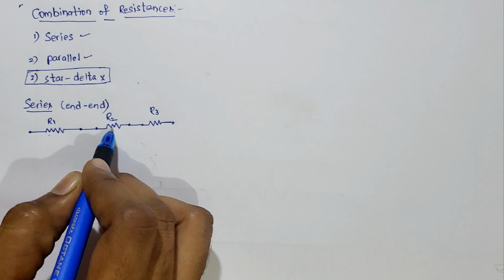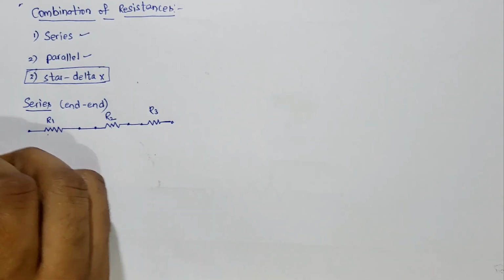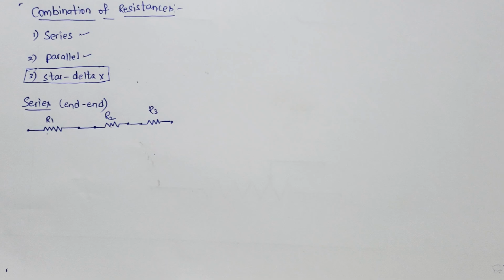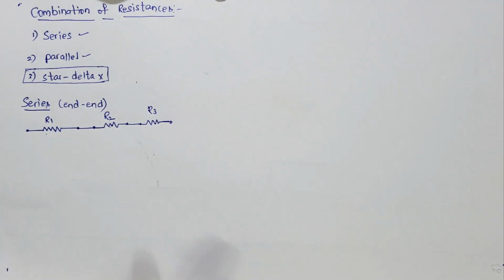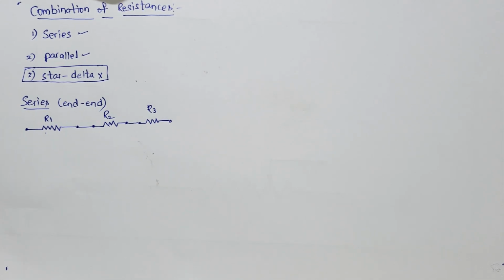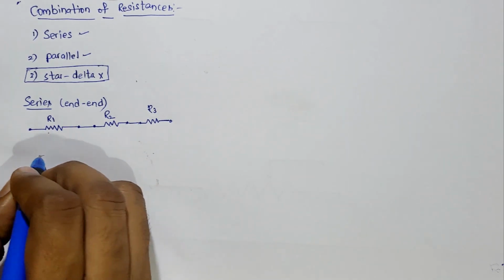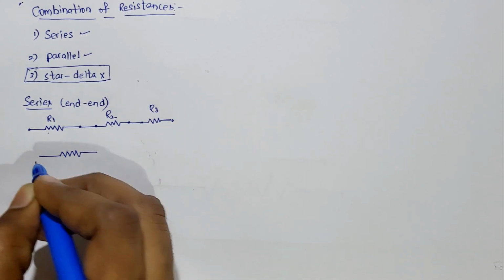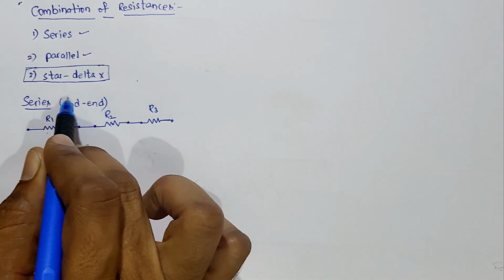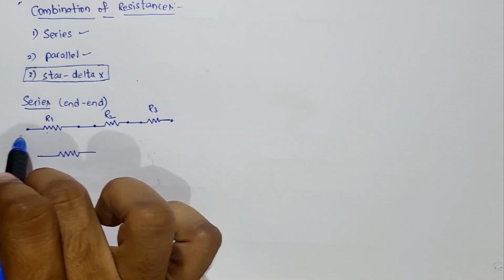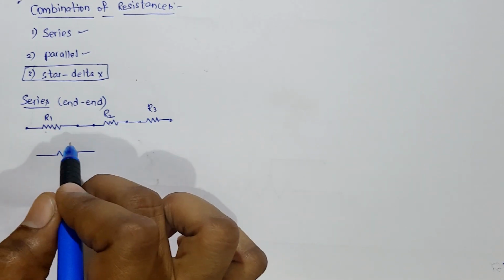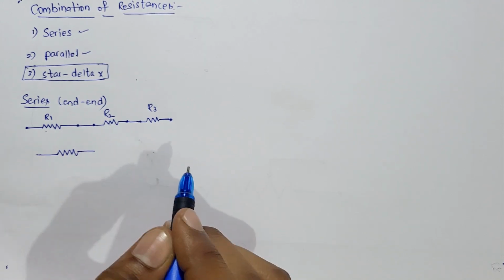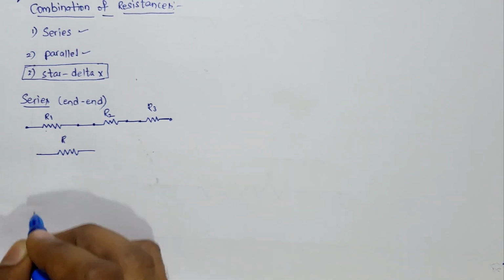When a number of resistances are connected in series, then the equivalent resistance. What is equivalent resistance? If there are many resistances connected either in series or in parallel, it is very difficult to draw all the resistances in the diagram every time. So we take the equivalent resistance, which means we draw only one resistance instead of all these three. The resistance offered by all three together will be represented by a single resistance. That resistance we call the equivalent resistance.